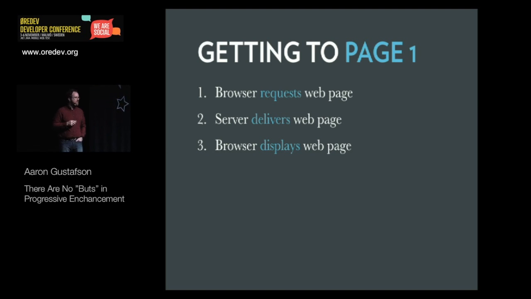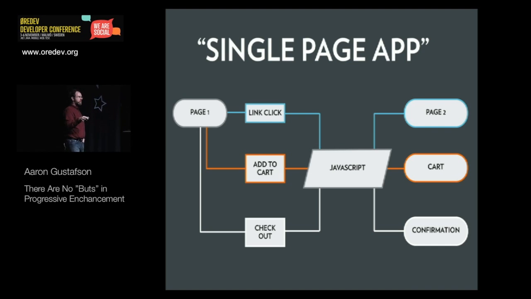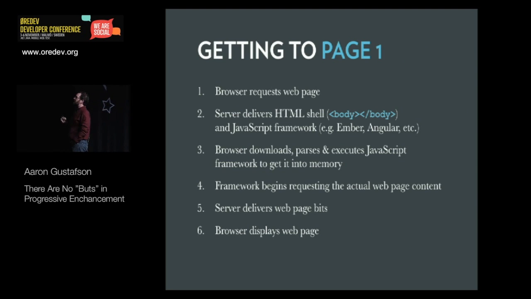Now, in the single-page app world, things are a little bit different. You're basically replacing the server with JavaScript, okay? And so to get to page load, the browser requests a web page, the server delivers an HTML shell and a reference to the JavaScript framework. The browser then has to download, parse, and execute the JavaScript framework to get it into memory, and then the framework begins requesting the actual web page content, and then the server delivers those as little bits and pieces, and then the browser finally displays a web page. Obviously, a few more steps here to get to rendering.